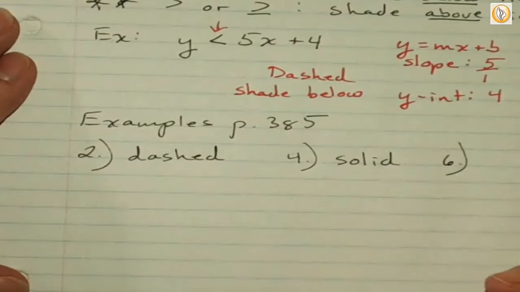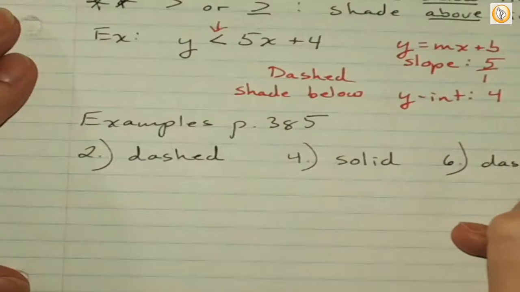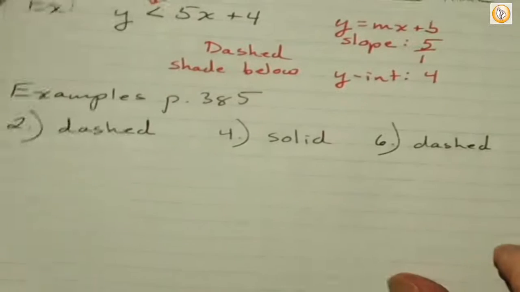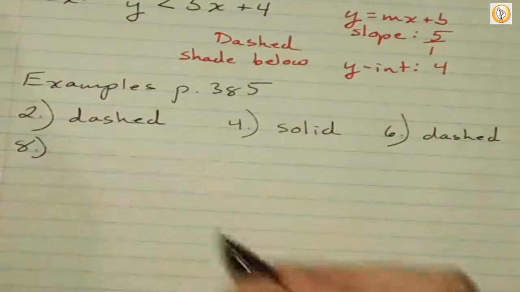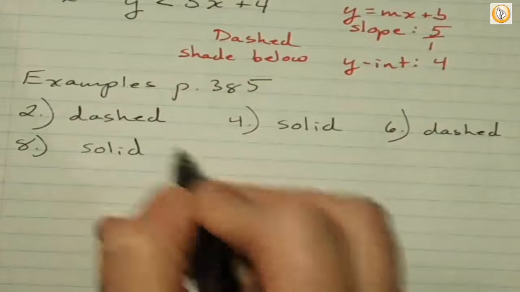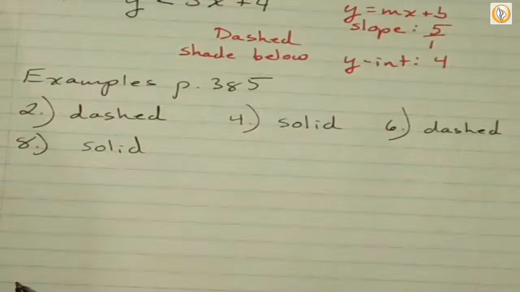6, Kelly. That is a dash line. I was like, am I wrong? Dash? No, you're right. And then 8, Joseph, 8 solid. Any questions? You think you got it?